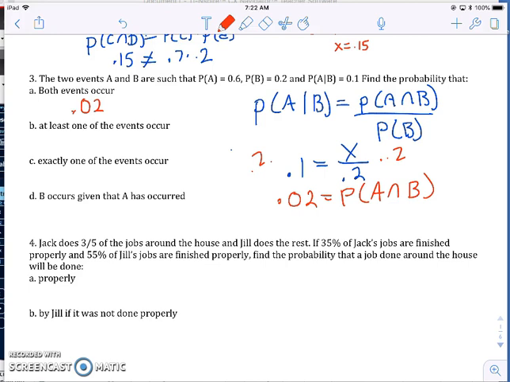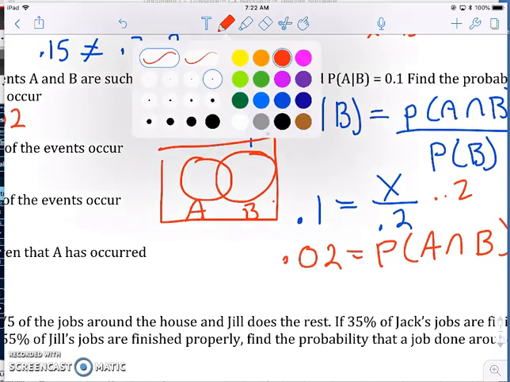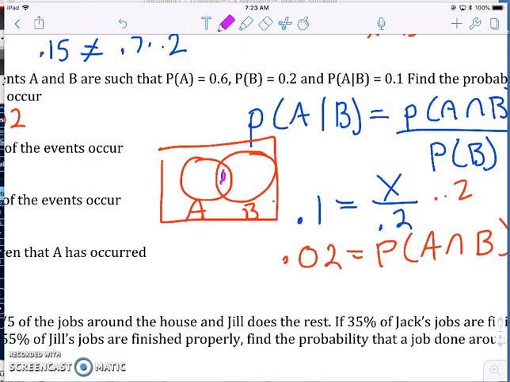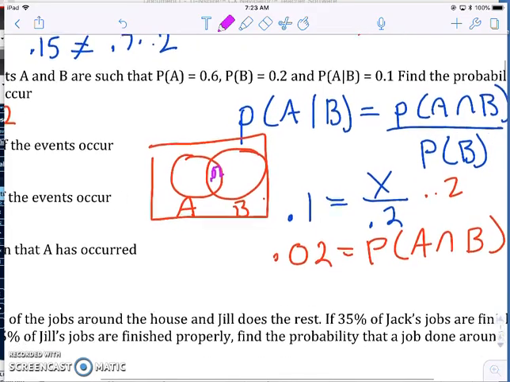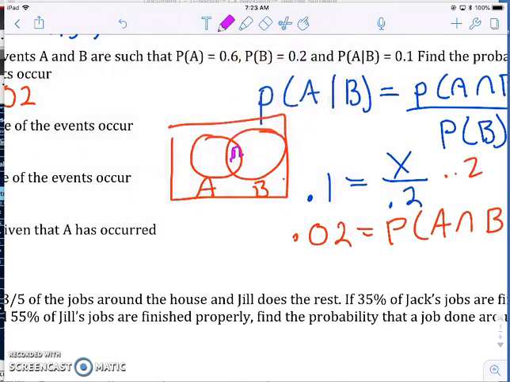Okay, so now what we could do is draw a Venn diagram with this information. We have A and B. So the overlap is 0.02. Probability of A, so that would be 0.58. And B was 0.2, so 0.18. And if we add those together, that's 0.6, 0.18, 0.78. So that leaves 0.22 for the outside.